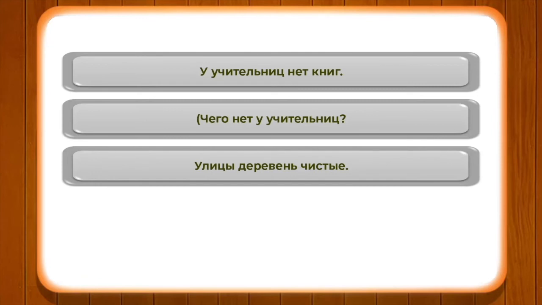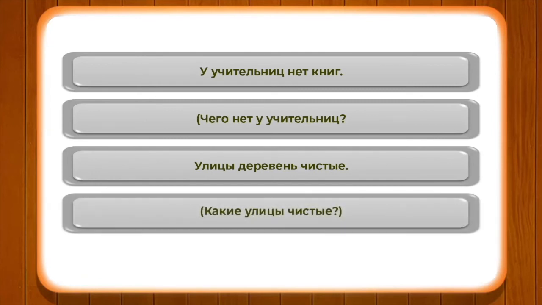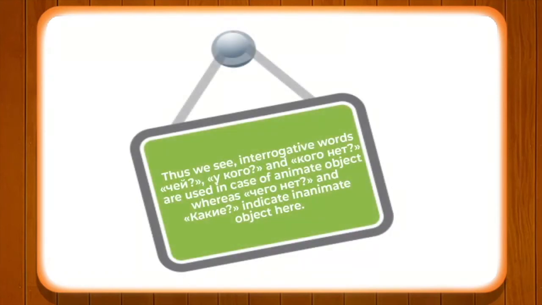Улицы деревень чистые. Какие улицы чистые? Thus we see interrogative words чей, у кого, and кого нет are used in case of animate objects, whereas чего нет and какие are used to indicate inanimate objects here. I hope these two concepts are absolutely clear to you, whether we are talking about masculine or feminine gender. Now let's take a few examples in the nominative.